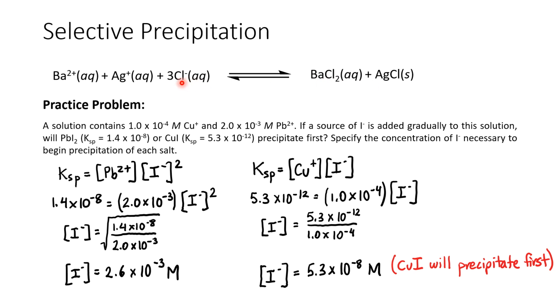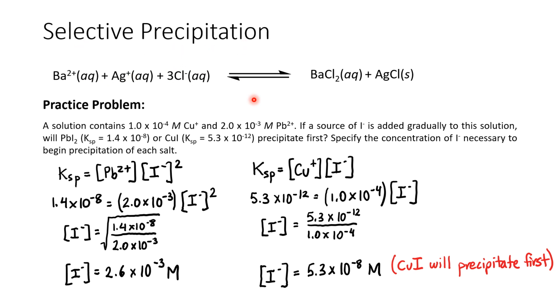So it actually doesn't even matter how much chloride you add, because at some point, well, that's not actually true. At some point, if you add enough chloride, you can precipitate both. But the bottom line is that if you add chloride to this solution, the first thing that's going to precipitate is the silver chloride, not the barium chloride. And we can actually figure out mathematically which of these ions, when exposed to an anion, is going to precipitate out first. This is called selective precipitation.